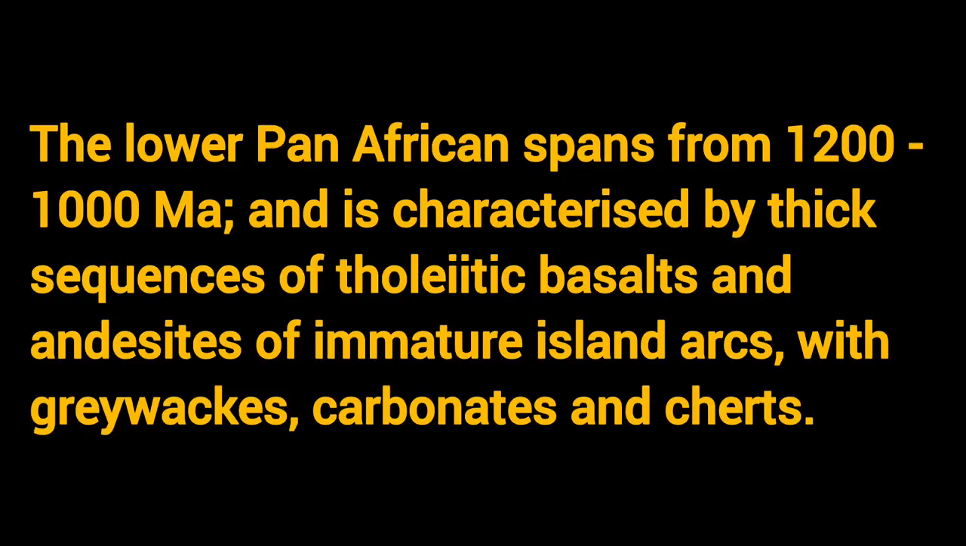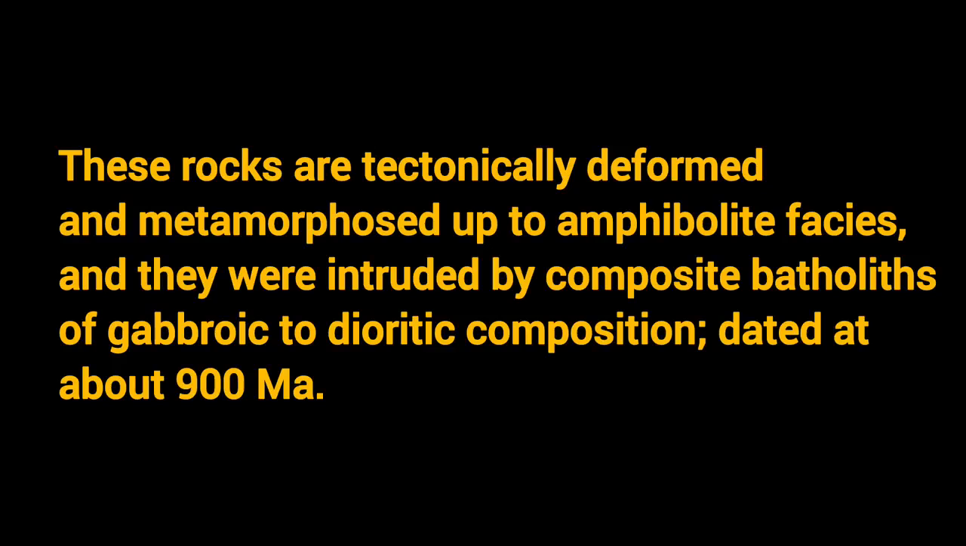The Lower Pan-African spans from 1200 to 1000 million years and is characterized by thick sequences of tholeiitic basalts and andesites of immature island arcs with greywacke, carbonates and cherts. These rocks are tectonically deformed and metamorphosed up to amphibolite facies, and they were intruded by composite batholiths of gabbroic to dioritic composition dated at about 900 million years.